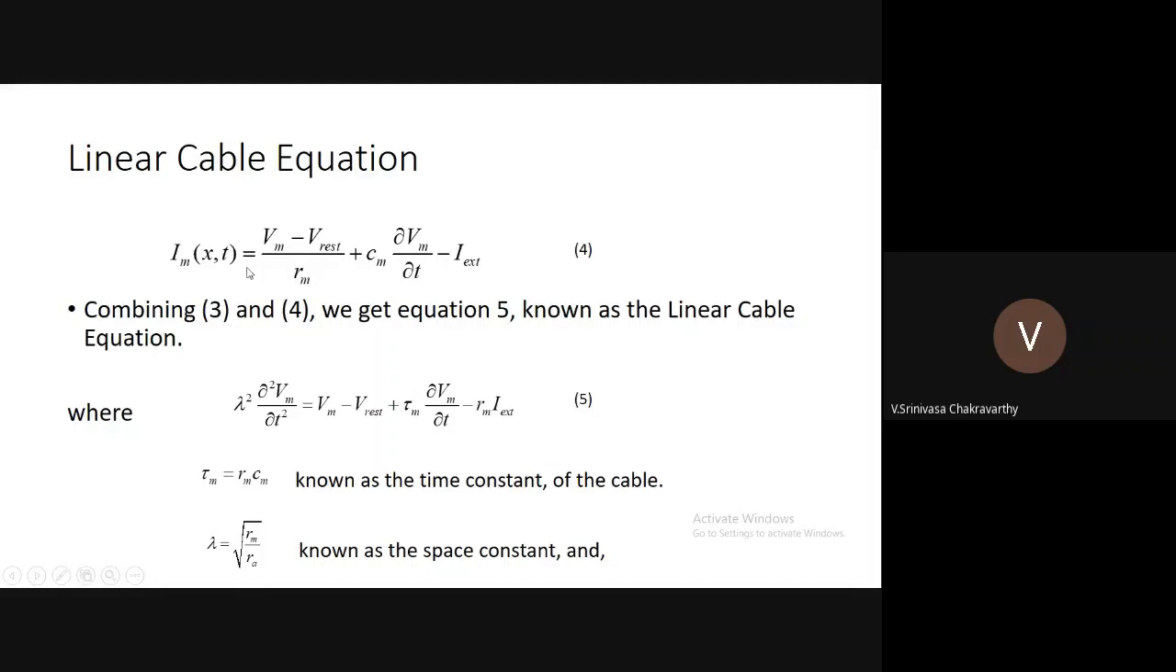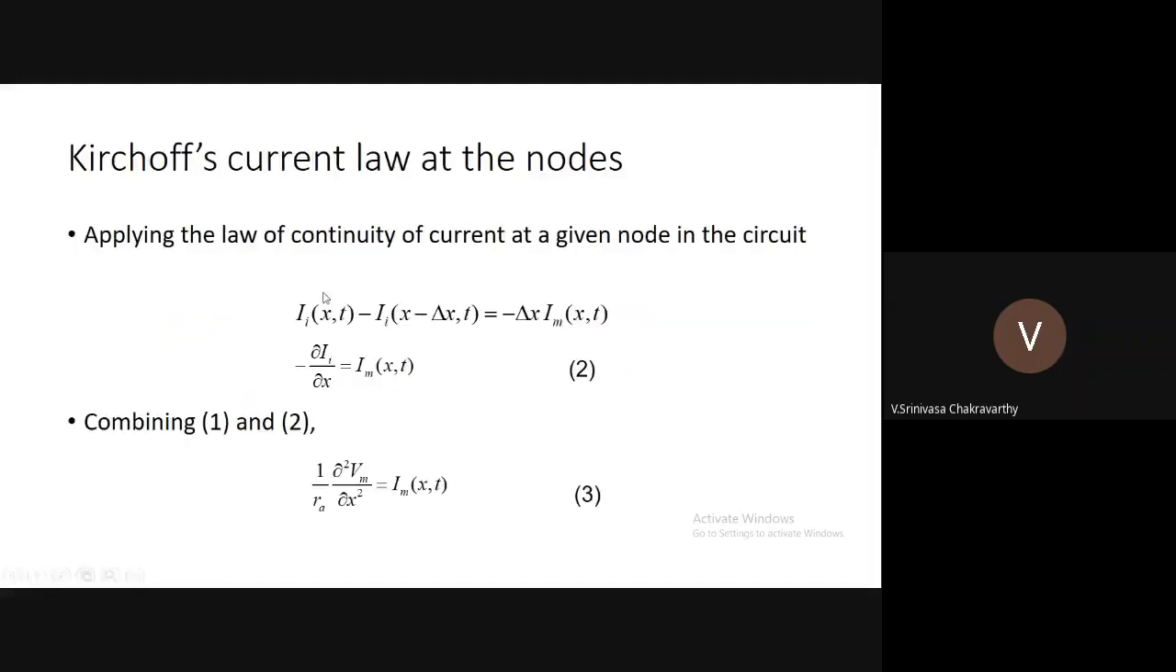Note that these are all per unit length quantities. Because Im itself is a per unit length quantity, all of these are, so the units are amperes per centimeter. This is how we define Im: all currents that cross the membrane. Whenever something crosses the membrane, you have to talk in terms of per unit length.